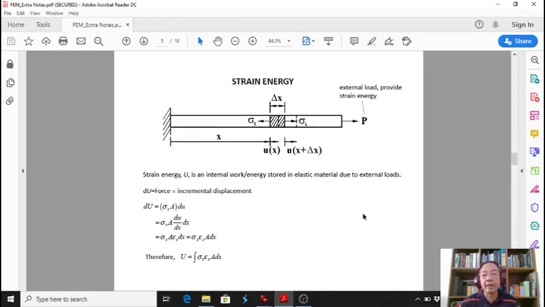Hi, welcome back. We continue with finite element method. We go to strain energy.